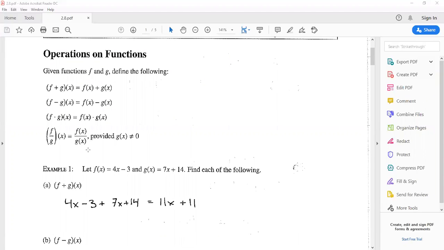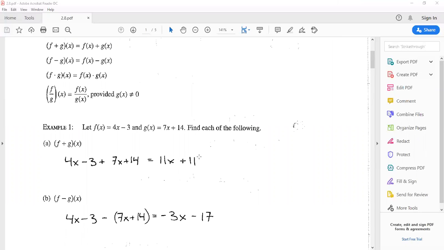So if f of x is 4x minus 3 and g of x is 7x plus 14, let's find f plus g of x. Well, we just take the expression for f of x and add it to the expression for g of x, and then we can combine like terms. So we get 11 whole x's and then 11 constants as well. So we get 11x plus 11.